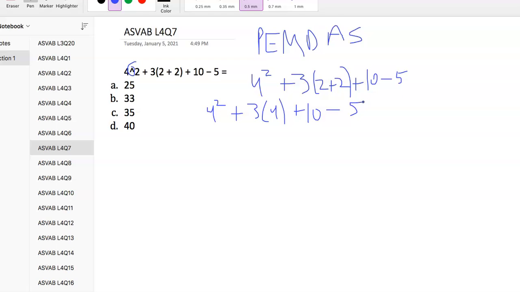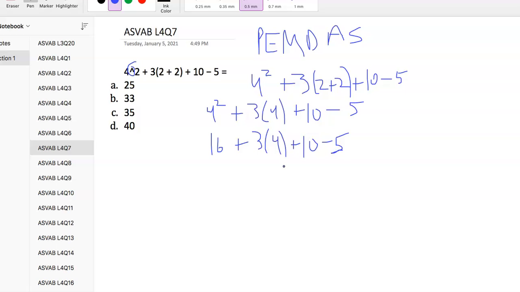Okay. Next, exponents. 4 squared is 4 times 4. That's 16. Don't get ahead of yourself. That's how we make mistakes and get questions wrong that we have no reason to miss. Wrong is when people start trying to do it too fast.